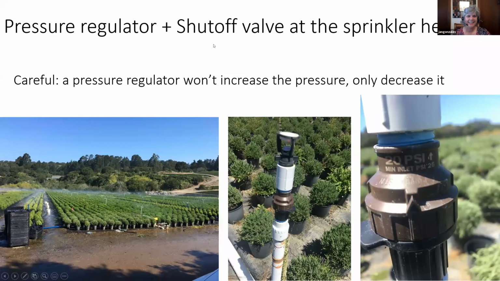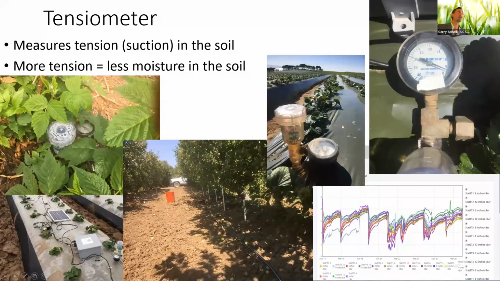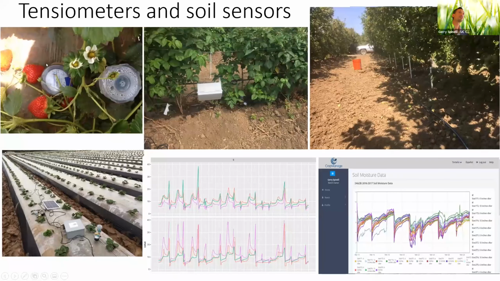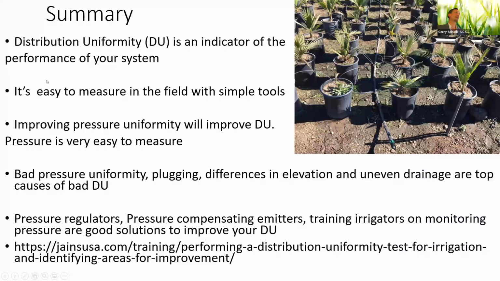Now there are pressure regulators that you can put directly at the sprinkler head, and they cost about $2 each. I'm a great fan of tensiometers if you want to measure soil moisture, because they're very simple machines. They're not even a machine. They're just a pipe with a gauge that you can look at. And the drier the soil gets, the drier the gauge tells you it is, and you can irrigate accordingly.